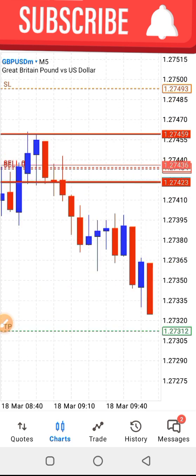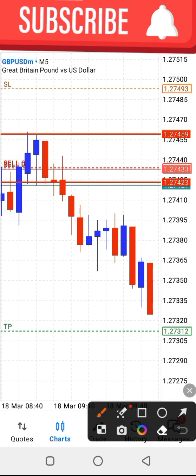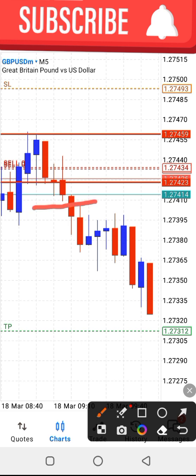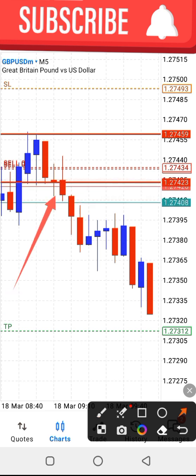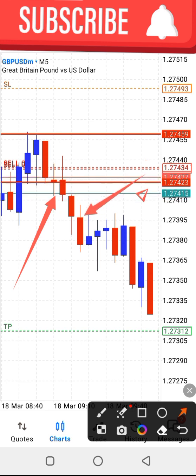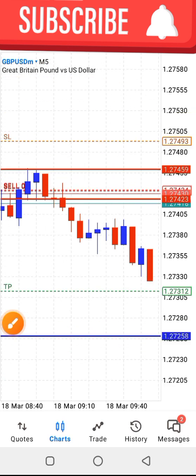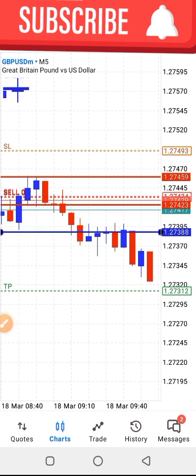So let me zoom in and show you the fair value gap I actually saw. A fair value gap is a situation whereby you have three candles following each other, and the wick of the first candle does not intersect with the wick of the third candle. And I have that just here. You can see the wick of this candle does not intersect with the wick of this third candle right here. There is a space in between them, and that space is what we call a fair value gap. Let me see if I can use two blue horizontal lines to depict them quickly.